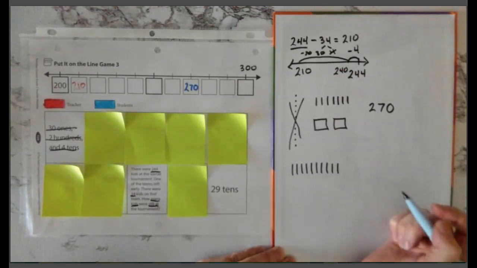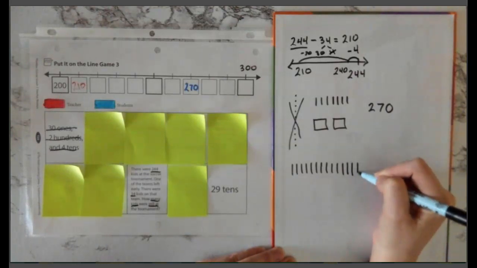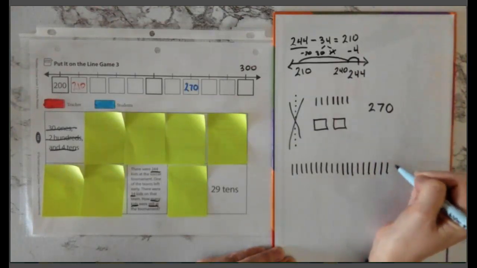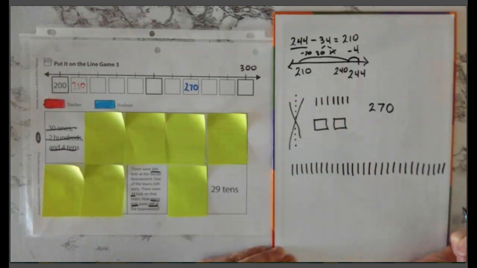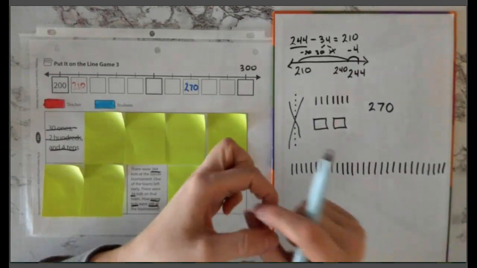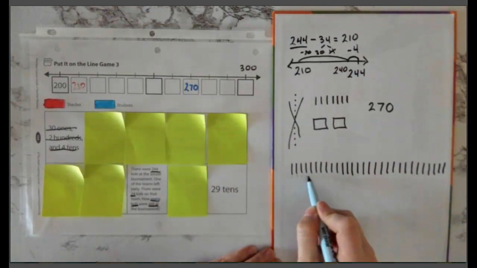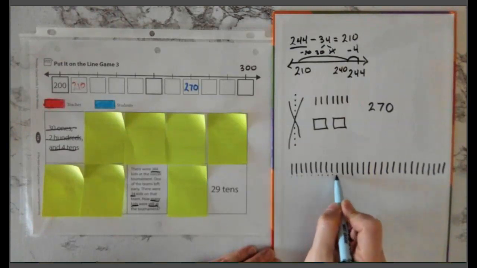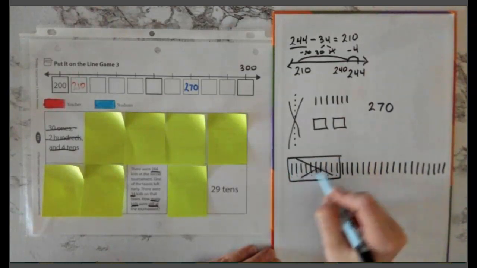So I have 10 tens. I need 19 more. 11, 12, 13, 14, 15, 16, 17, 18, 19, 20, 21, 22, 23, 24, 25, 26, 27, 28, 29. That's a lot of tens. How many tens are in 100? Show a connection. If you remember, there's 10 tens in 100. I can take 1, 2, 3, 4, 5, 6, 7, 8, 9, 10 of these tens, and I can turn them into 100.